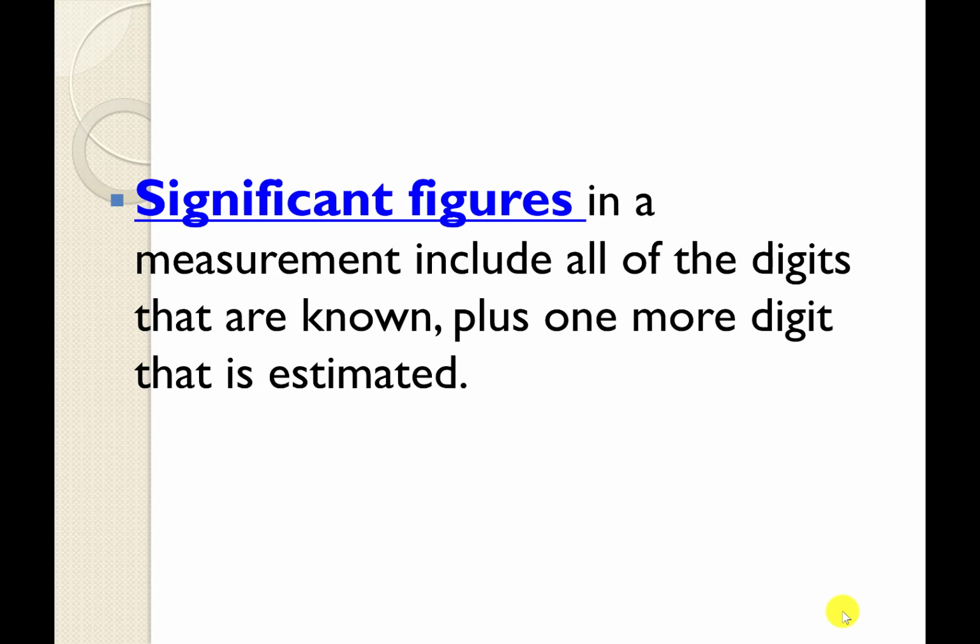First of all, a definition here. Significant figures in a measurement include all of the digits that are known, plus one more digit that is estimated. So what significance really has to do with is the precision of the instruments that you're using. Now remember, in the previous video you saw these scales, or I guess we call them balances, is the correct term.